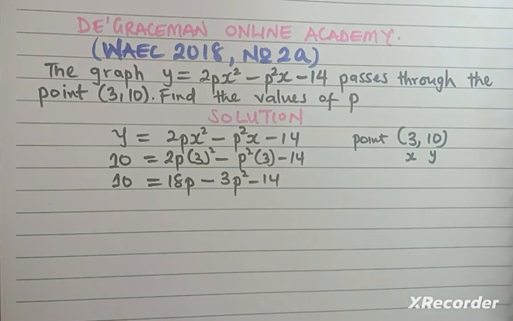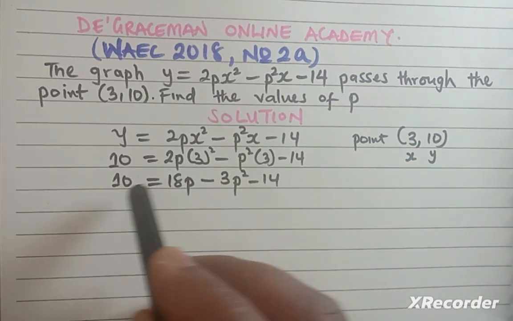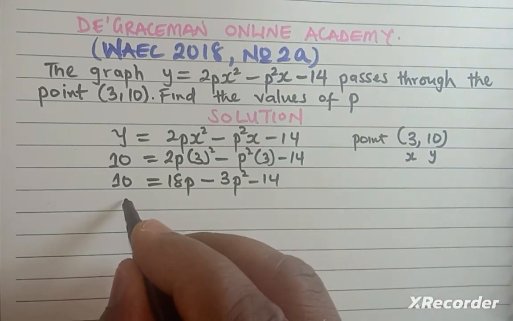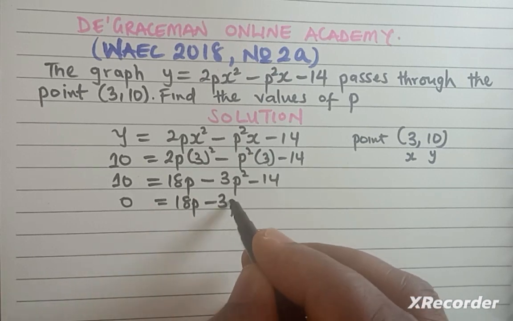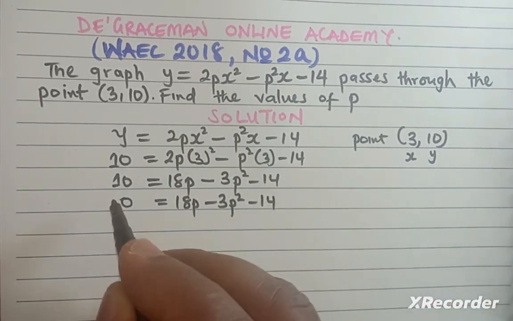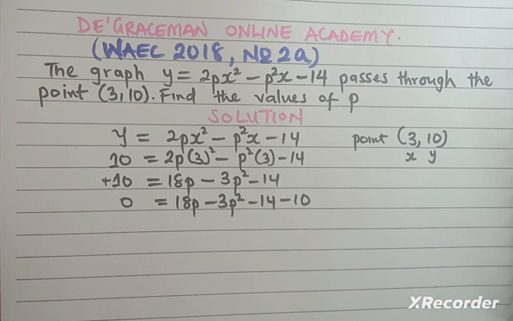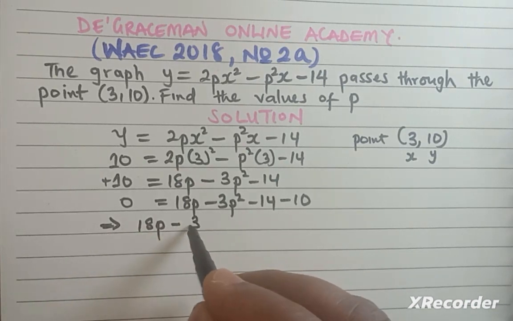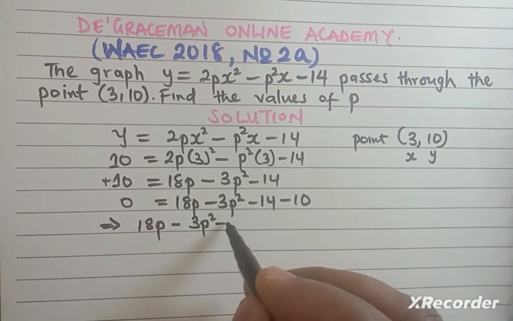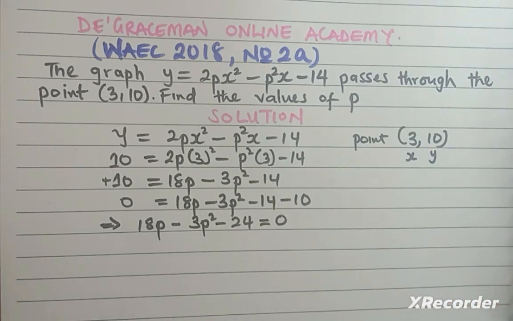Now the next thing we are going to do is to take this 10 and transpose it to this side, such that we'll be left with 0 at this other side. Then we have 18p minus 3p squared minus 14. Now this is positive 10. On transposing to this side, it turns to negative 10. So this can now be written as 18p minus 3p squared minus 24, equal to 0.